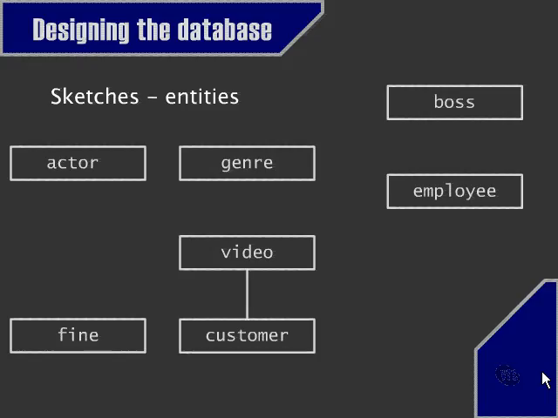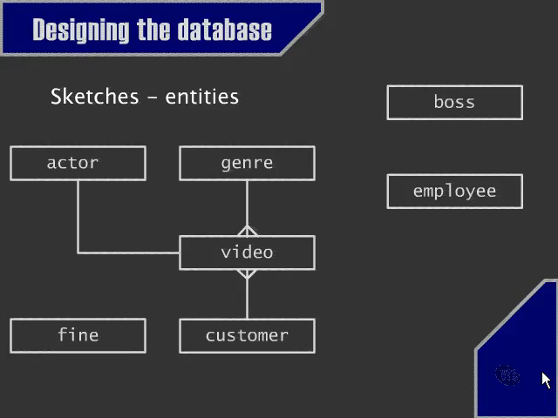Videos need to be linked to customers. We'll start sketching in the relationships here, and this will often help us notice as we hit problems and have to restructure our entities. One customer can have many videos out, so we use a one-to-many relationship there between videos and customers. Genre, each video has to be connected to a genre, so again we have a one-to-many relationship there as well.